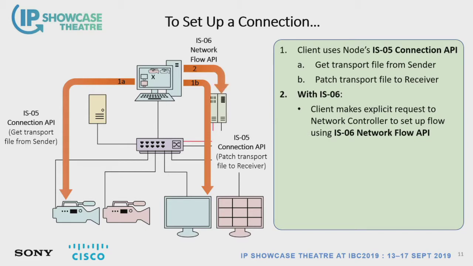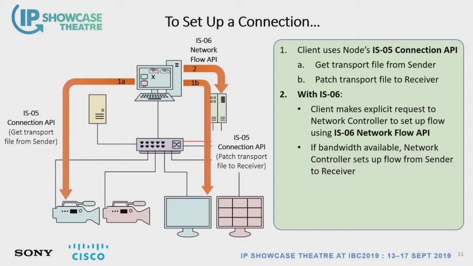So with IS-06, rather than relying on an IGMP join, we're making an explicit request from the broadcast controller to the network controller to set up the flow. And so we're giving that network controller the information of the sender and the receiver and the multicast address and so on. And then the network controller, if the bandwidth is available, can set up that flow from the sender to the receiver, and a connection is made.